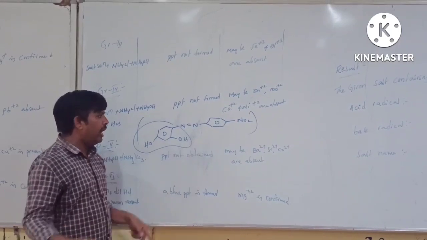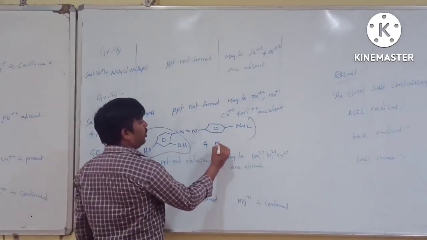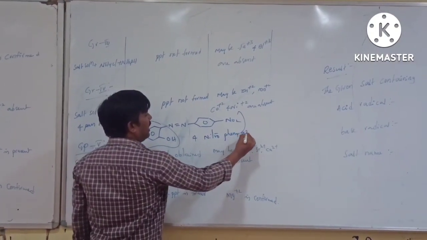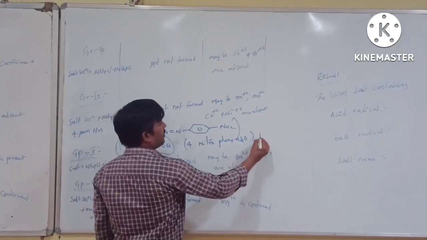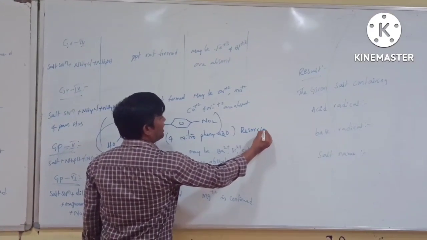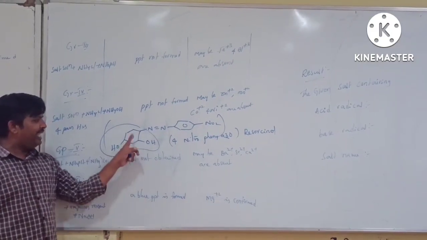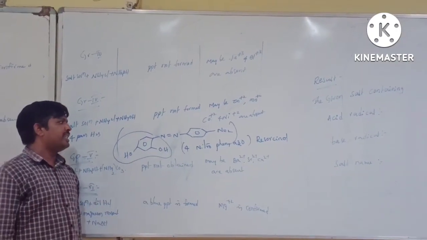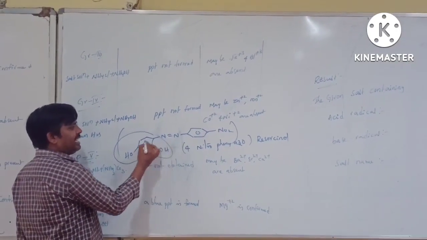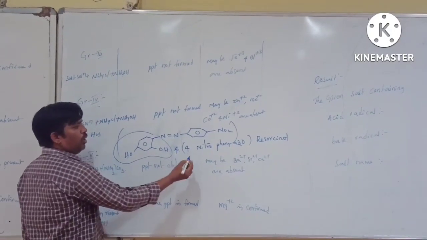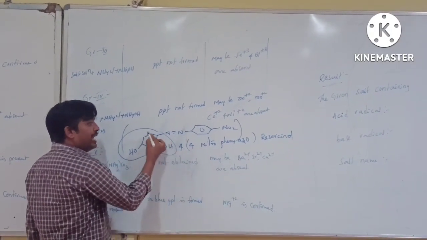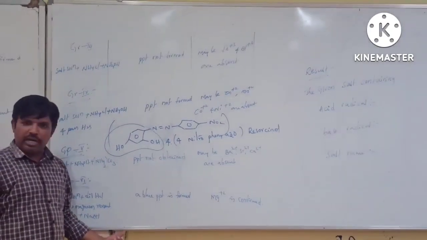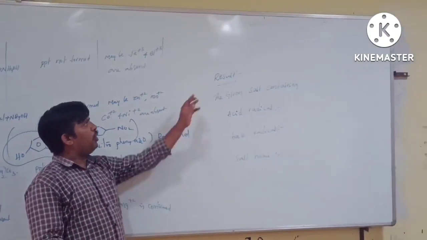Para-nitrophenyl azo. Para means 4-nitro. So 4-nitrophenyl azo resorcinol. Resorcinol means a benzene ring attached with 2 OH groups at the 1 and 3 positions, and this ring is attached at the 4th position. That's why 4-nitrophenyl azo resorcinol is the magnesium reagent. This is for group 5. Then we go for the result.